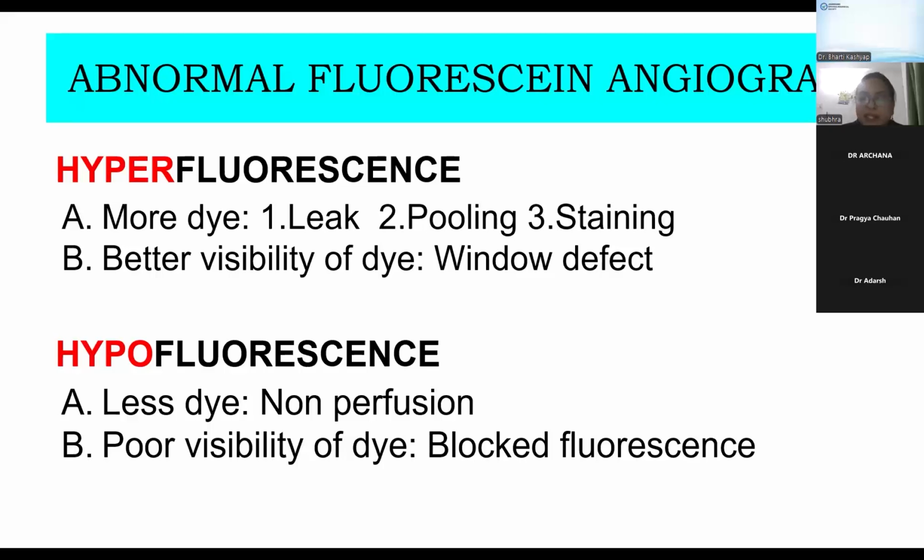Hypofluorescence can be due to less dye, which will be due to non-perfusion. That means there is an area which is being non-perfused, or poor visibility of the dye. Why will the dye be less visible? Because there is something which is blocking the fluorescence, which is not allowing the light to pass through. That's why it is appearing black.